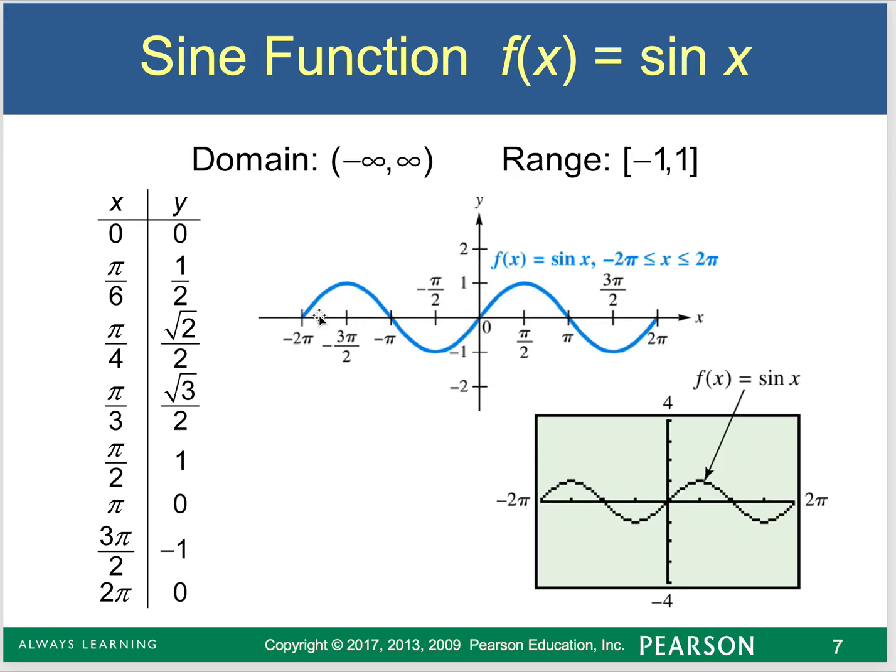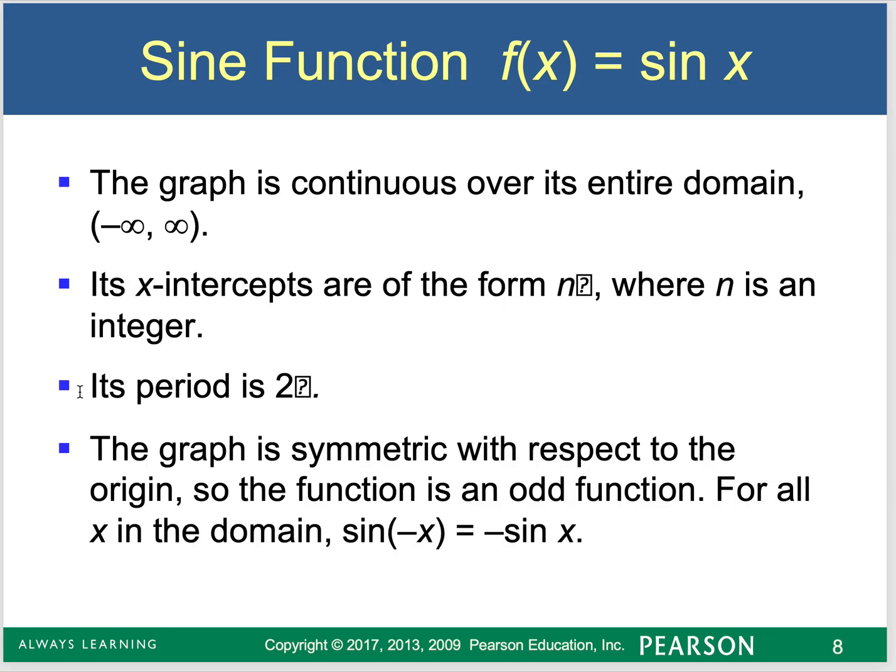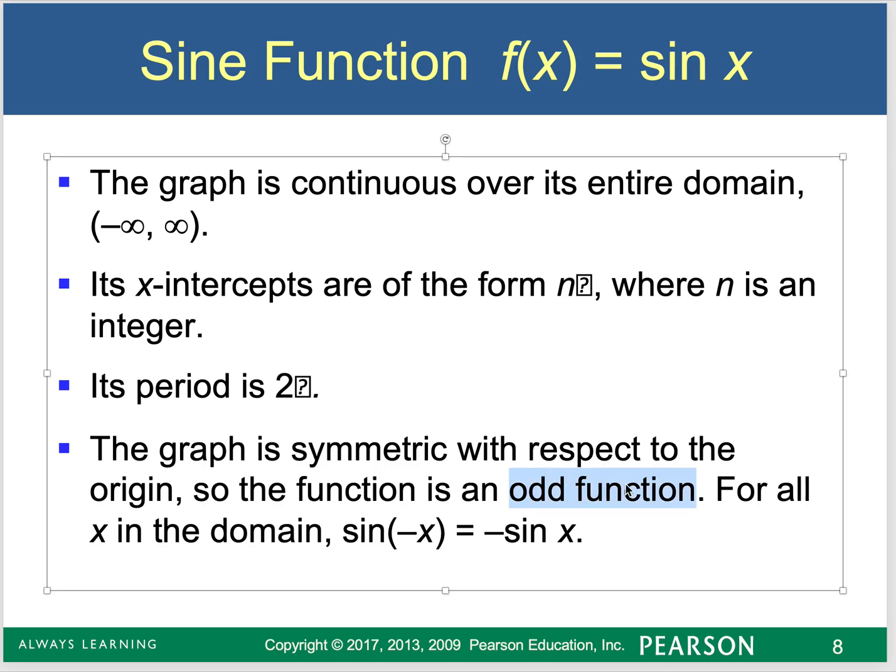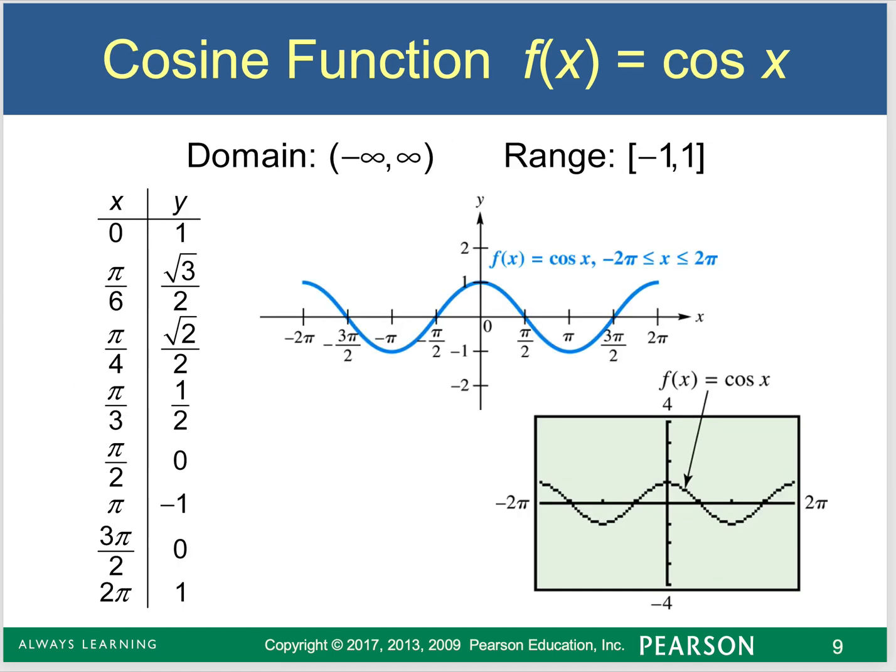Look at my x-intercepts: negative 2 pi, negative pi, 0, pi, 2 pi. Those are going to be my intercepts. The period is 2 pi unless I change it. And the graph is going to be symmetric with respect to the origin, so it's an odd function. This might be something you have to memorize if you're not really good at visualizing even and odd functions.